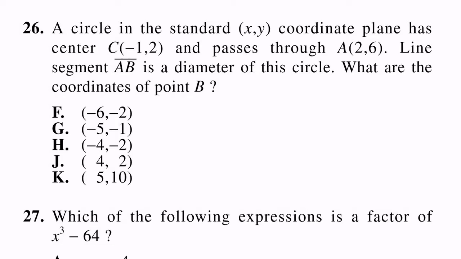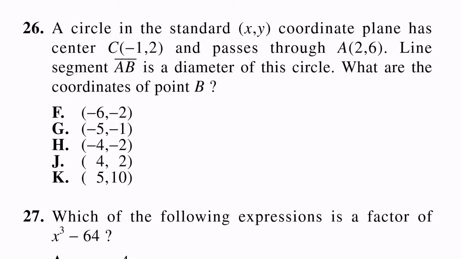A circle in the standard xy coordinate plane has center (-1, 2) and passes through point A (2, 6). Line segment AB is the diameter of this circle. What are the coordinates of point B?